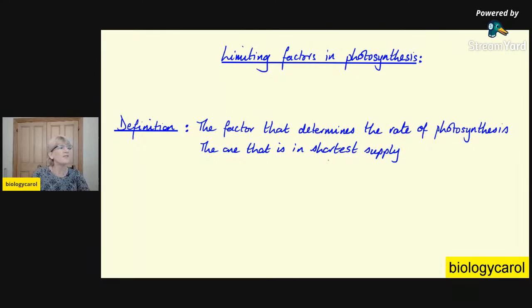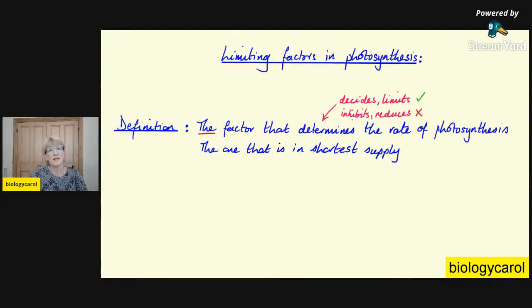So here is your definition. The limiting factor is the factor, because it will only be one, that determines the rate of photosynthesis. I personally don't like the word limiting because it kind of says that it's stopping it. It does decide it. It does determine it. And limit is a perfectly okay word for you to use.